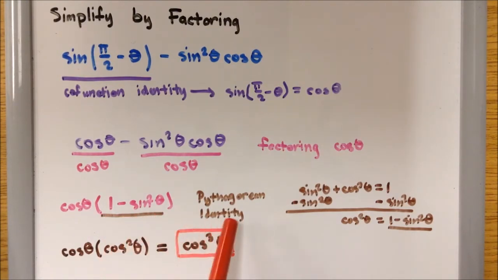Then I notice that I could use the Pythagorean identity, which I've shown here. Cosine squared theta is equal to 1 minus sine squared theta. So I simply switch those two. That led me to have cosine theta times cosine squared theta. And then the final answer was cosine to the third theta.